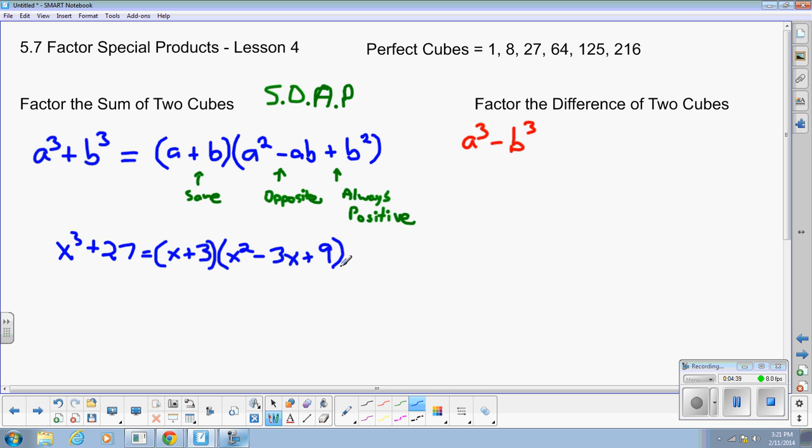And I'm done. And that's all it is. This is just a pattern that you're just going to have to memorize. I highly suggest that you write this down in your notes. Have it there. Put the acronym of SOAP there and have it in your notes.